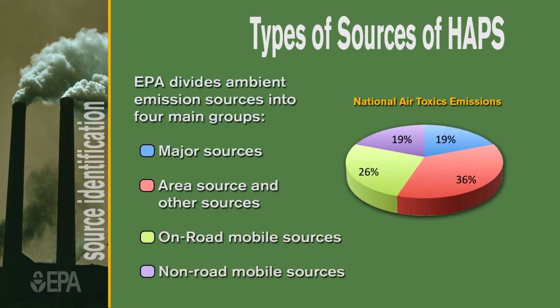So if we look at the pie chart from the 2005 National Air Toxics Assessment, you will see that the area sources and other sources, including fires, accounted for 36%, are the largest majority of our current anthropogenic or man-made emissions. Our major sources, which primarily come from plants and facilities, only account for 19%. And our mobile sources, on-road accounts still for 26% and non-road for 19%. So the total, the mobile sources account for approximately 45% of our ambient air emissions, and our stationary sources account for 55%.